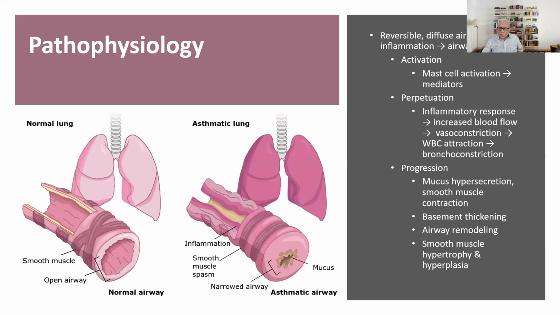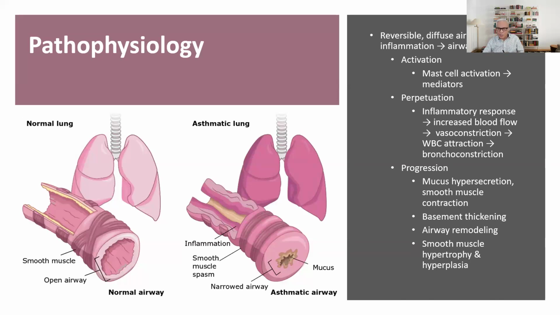And there's also another phase. In addition to the activation, there's going to be the perpetuation. So when these substances, the histamine, the prostaglandins, and the leukotrienes are released, there's going to be an increase in the blood flow, causing vasoconstriction and also fluid leaking from the vasculature and the attraction of WBCs into the area, which causes bronchoconstriction. So that is what is known as the perpetuation.